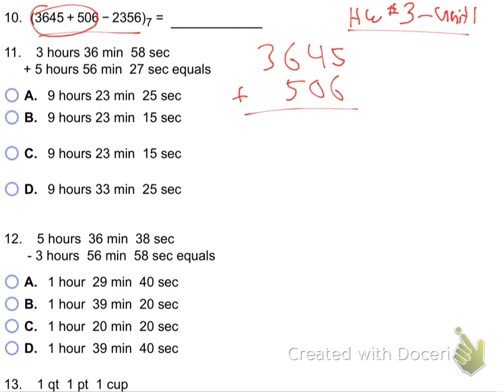6 and 5 makes 11, but I can't do 11. We're in base 7 here. So in base 7, you're never going to see a 7 or more, huh? So what do you do with 11? 11 is really carry. Now when you carry, how much are you carrying? Well, in base 7, you're carrying 7. So if you carry away 7, that leaves 4.